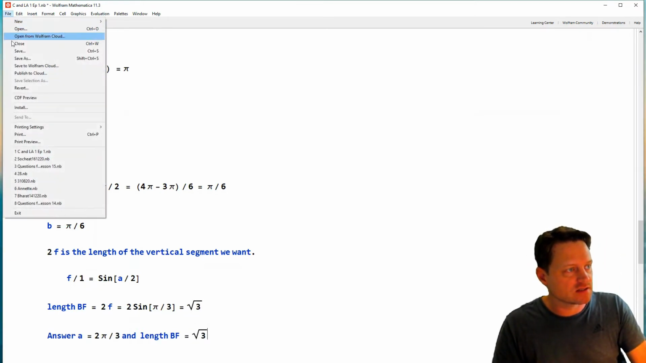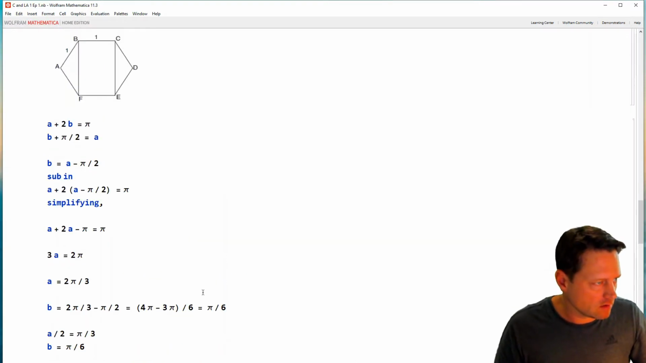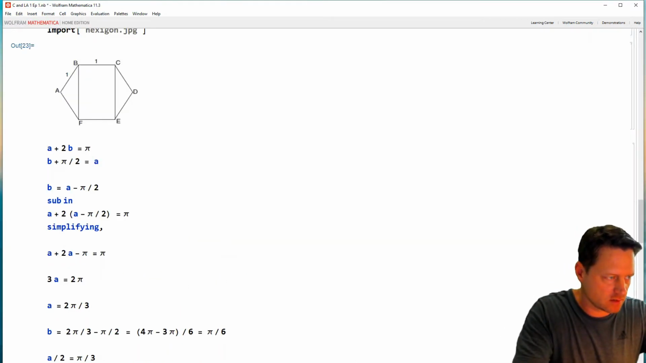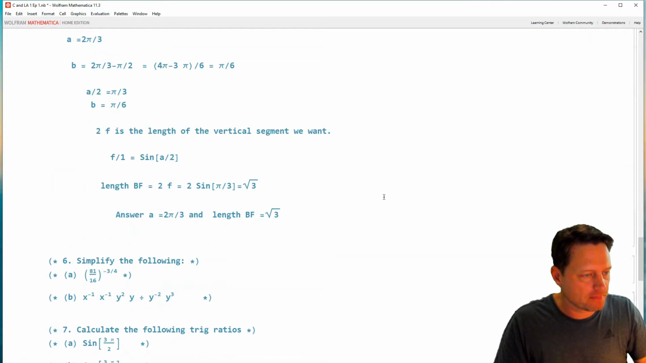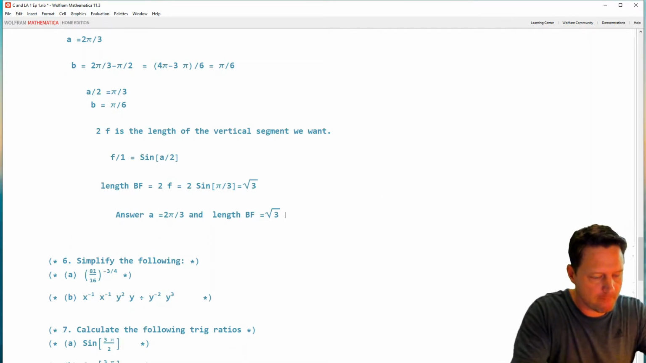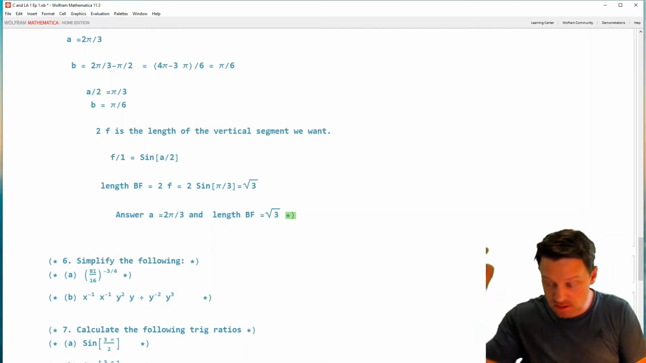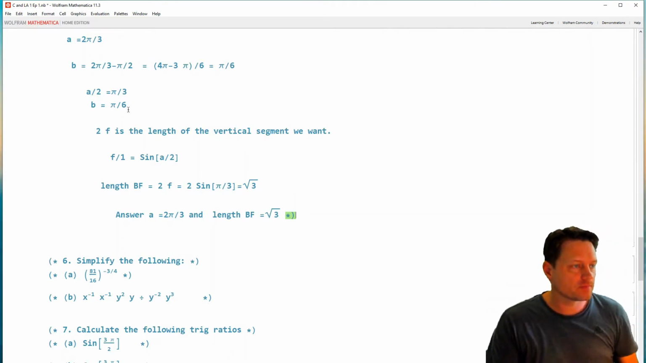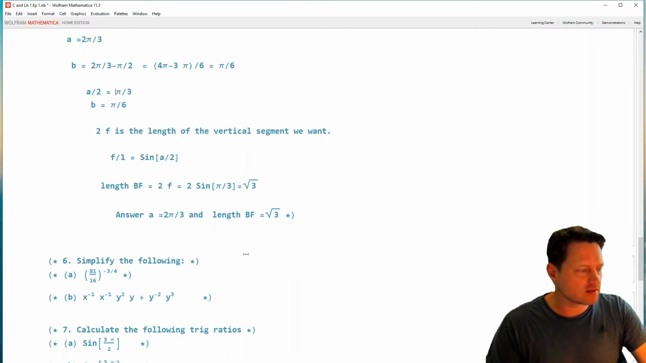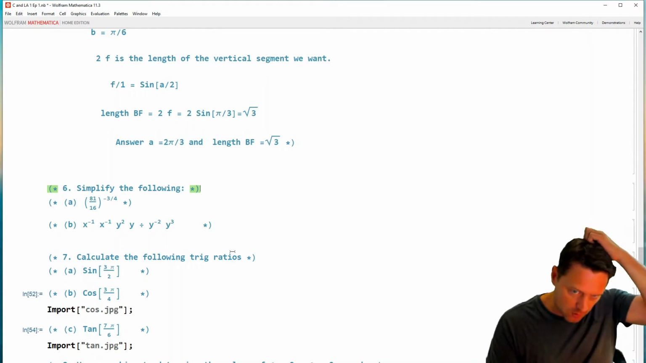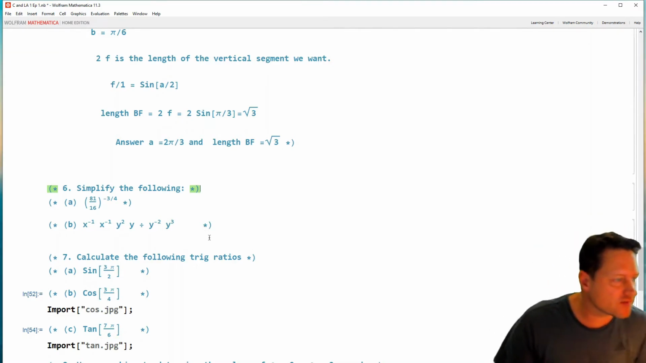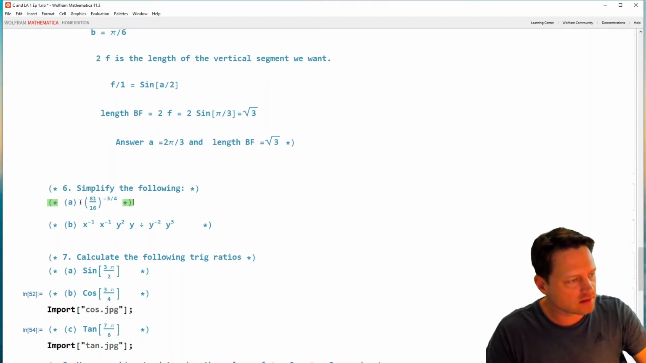I'm going to save this now. And all of this was a comment, so I'll turn that into a comment, because there was no real code involved. Okay, let's have a look at the next question. Simplify the following. So these are just algebraic simplifications. Okay, let's have a look at this first one.